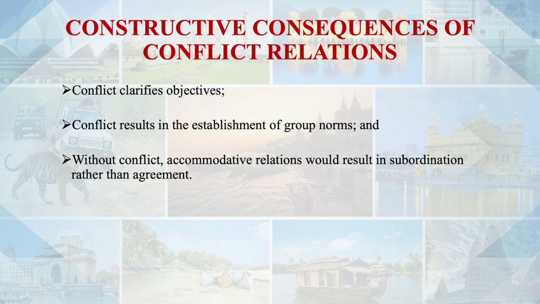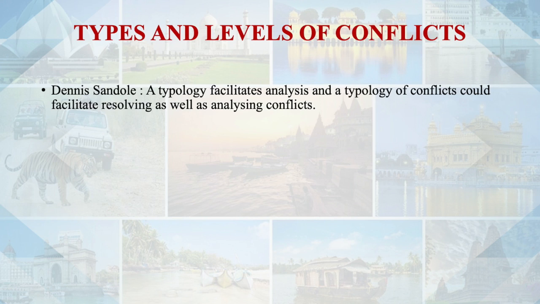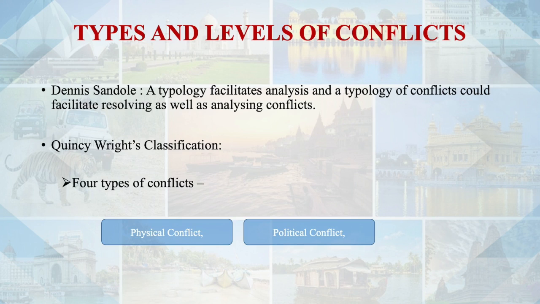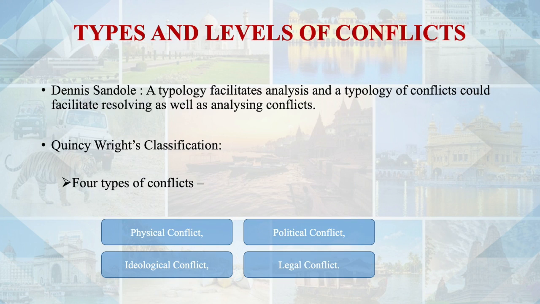After this understanding about the various dimensions of the conflict, now let us look at the type and level of conflict. So the typology of conflict has been given as: typology facilitates analysis of conflict, which could facilitate resolving as well as understanding and analyzing conflict. Another classification, by Rights, says that there are 4 different types of conflicts: physical conflict, political conflict, ideological conflict, and legal conflict. So Rights' classification says that basically conflict can have 4 different types.